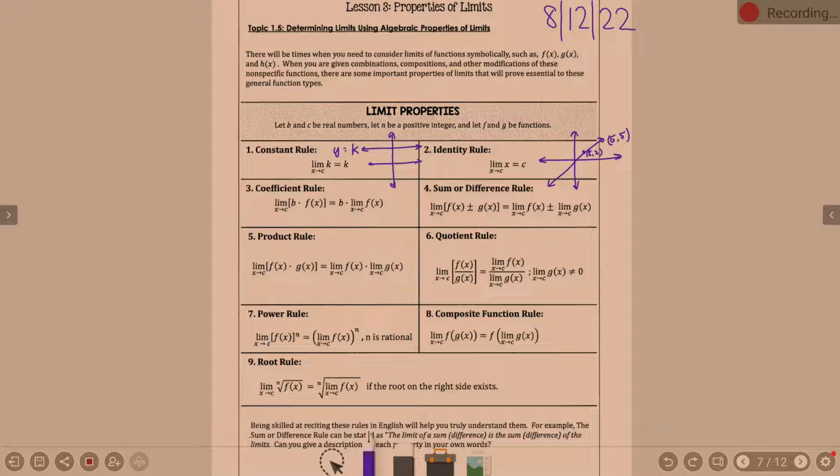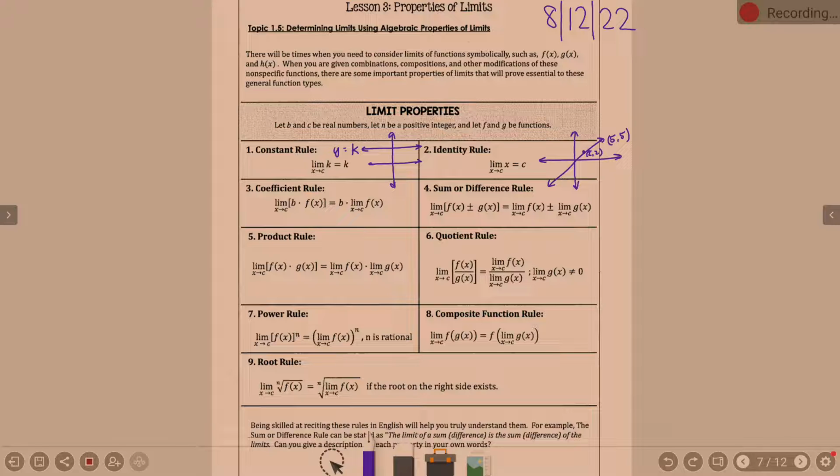Coefficient rule. If you have a number multiplied by the function, that number can be pulled out in front of the function. Okay. Sum and difference rule. The wording you'll often hear in calculus is the limit of a sum is equal to the sum of the limits. Meaning, if I have two functions being added within a limit, I can also break that up into two limits being added. So that's the wording you often hear. It's good AP form, but the limit of a sum is equal to the sum of the limits. So it doesn't matter which way you do that one.